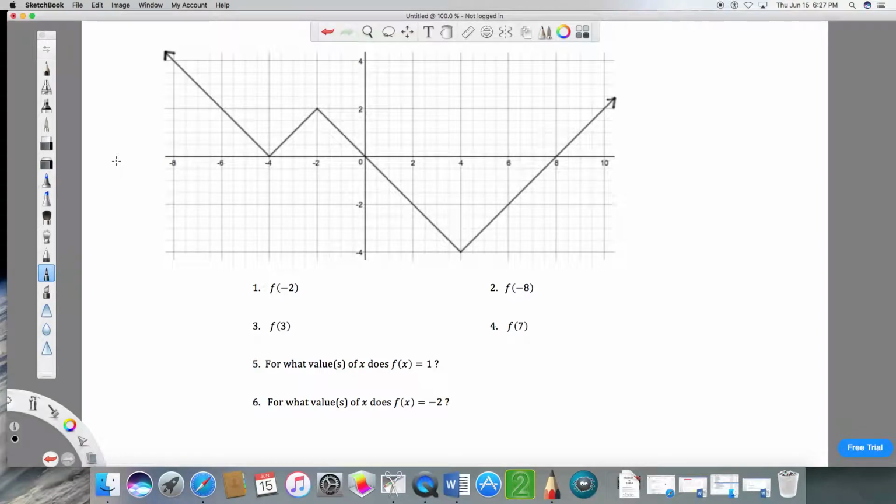Let's take a look at these 6 problems. They're all in reference to this graph. It all requires us to read points off of this graph, but truly the difficulty is understanding the notation.